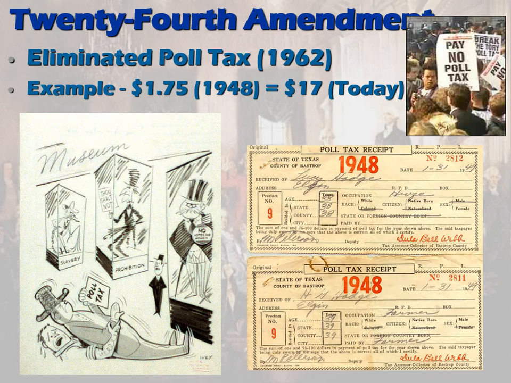Well, so here's the problem with voting back in the day. Back in the day, you used to have to pay to vote. That was called a poll tax. So you couldn't just go up and vote for free. If you wanted to vote, you had to pay. So for example, the poll tax in one state in 1948 was $1.75. That's the equivalent of about $17 today. That's why I gave you that number.